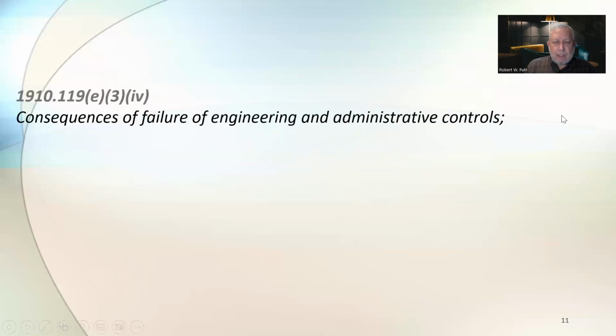Consequence of failure of engineering and administrative controls. Consequences of failure, we talked about this before too. What happens if these things don't work? What happens if the administrative control, we said we're training people, we don't? What happens if we have engineering controls, but they're gone or missing or been taken out?